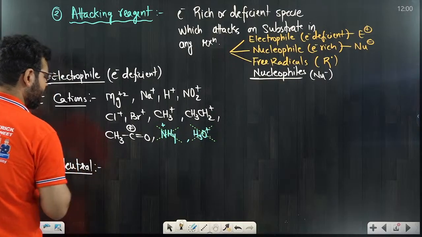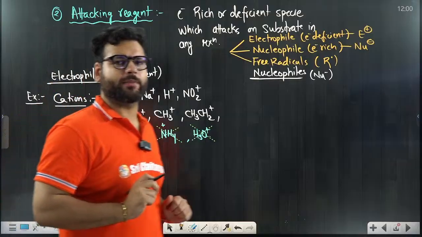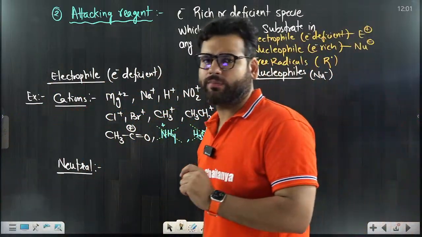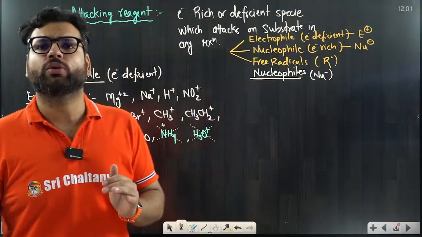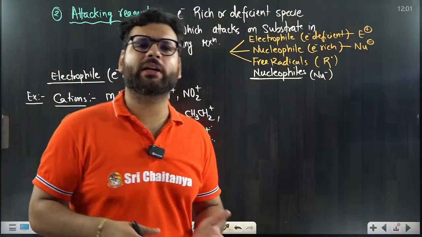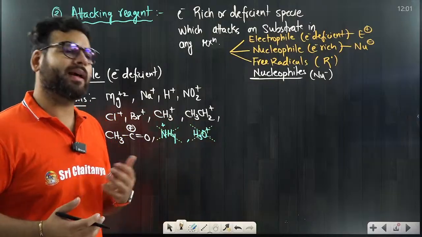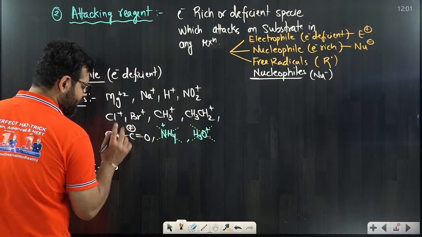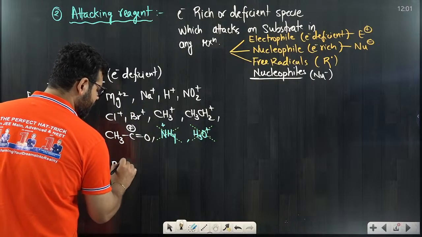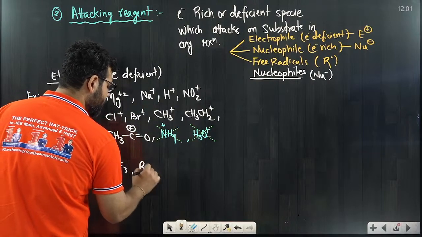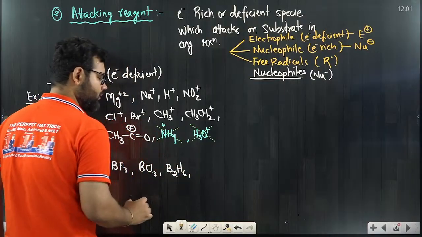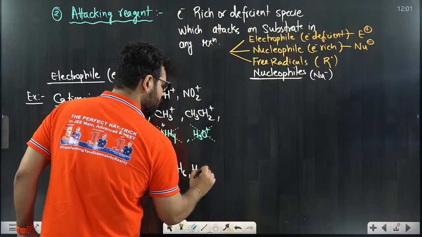Now, a neutral electrophile may be of many types. Here you should remember the example of Lewis acids, those who have an empty p orbital or empty d orbital. Who has an empty p orbital? Empty p orbital is available in boron compounds. Boron making 3 bonds: BF3, BCl3, B2H6, H3BO3.